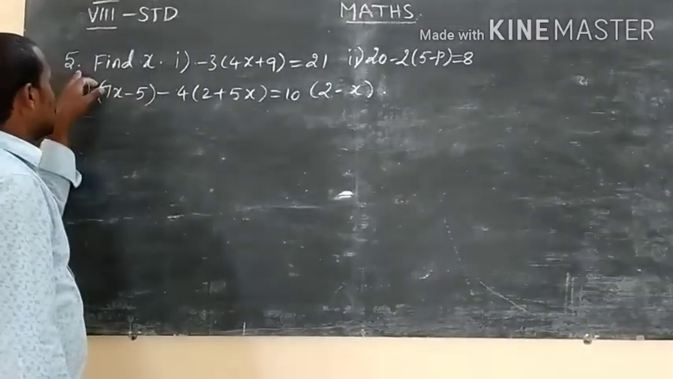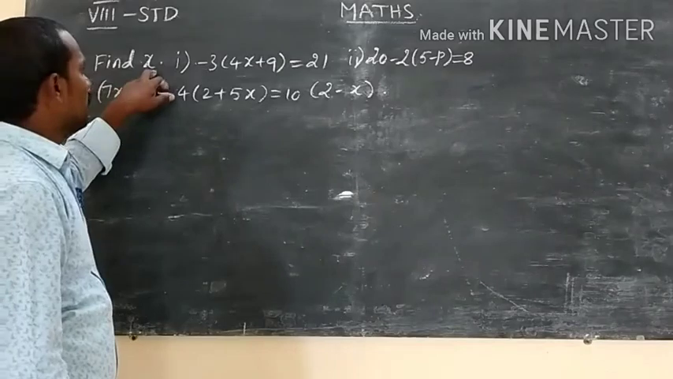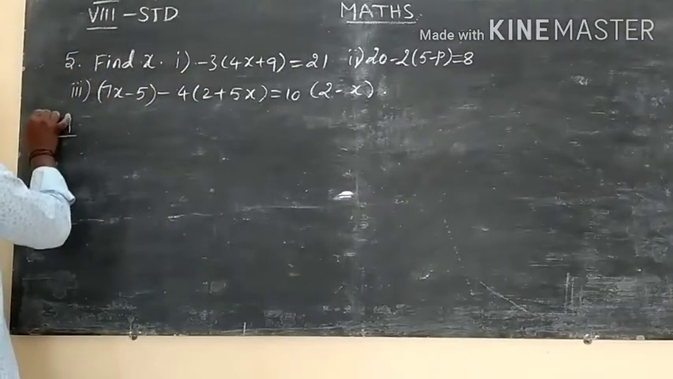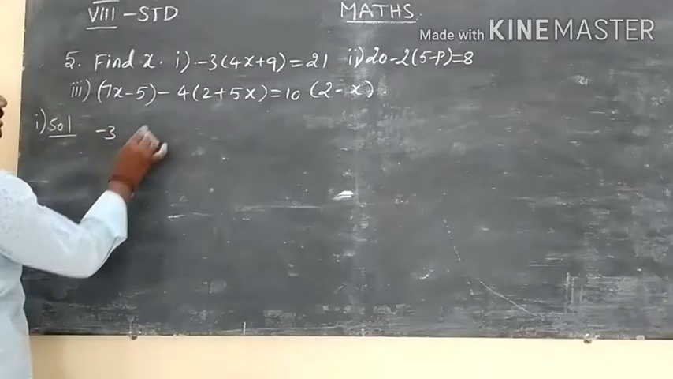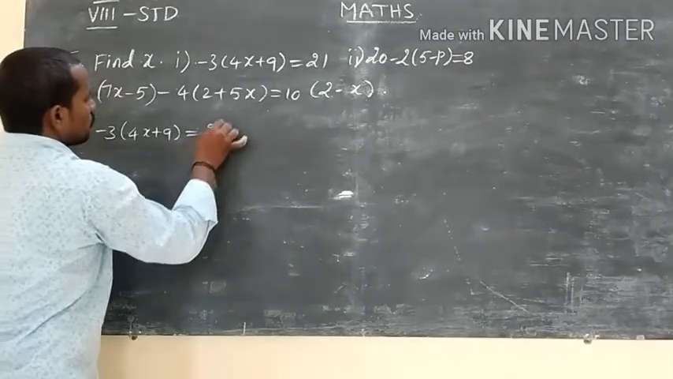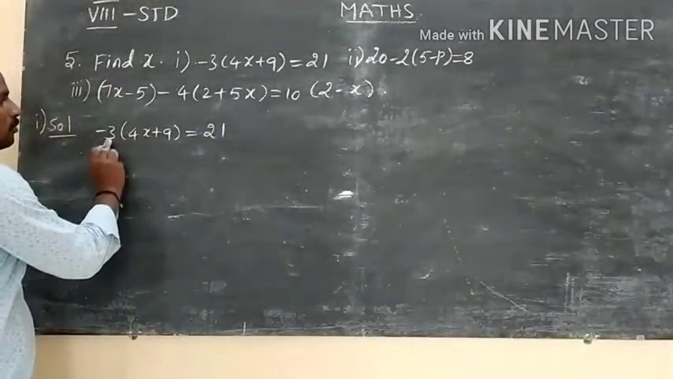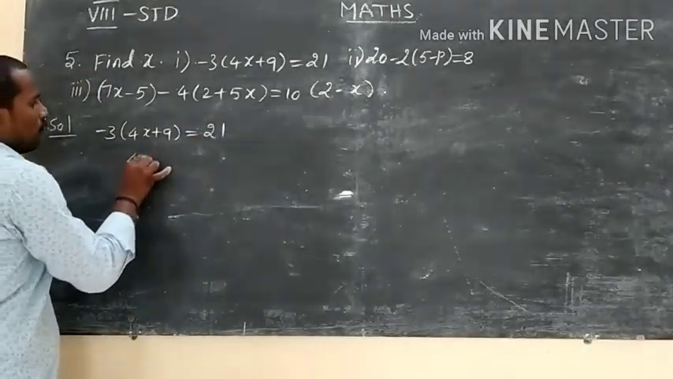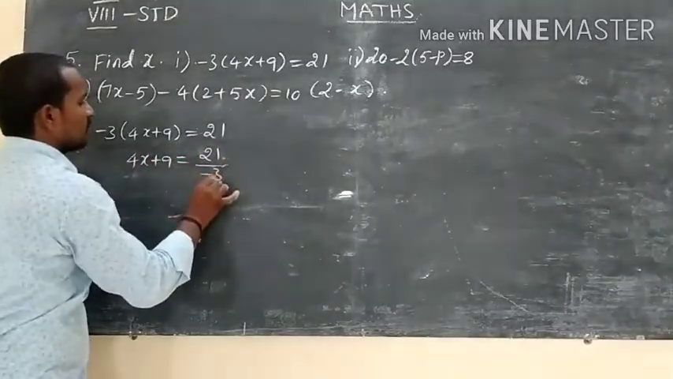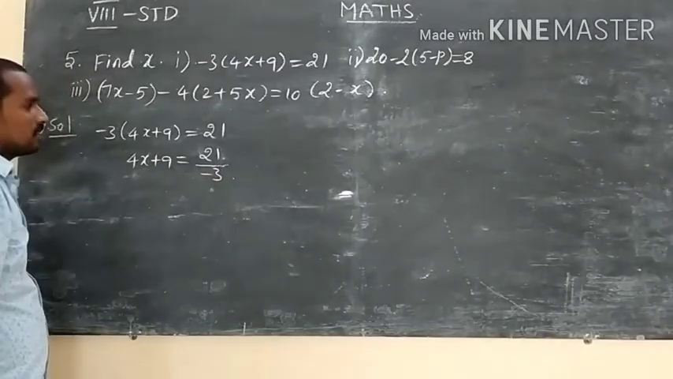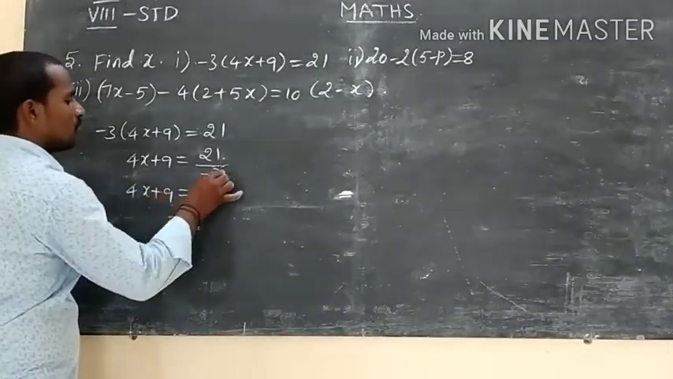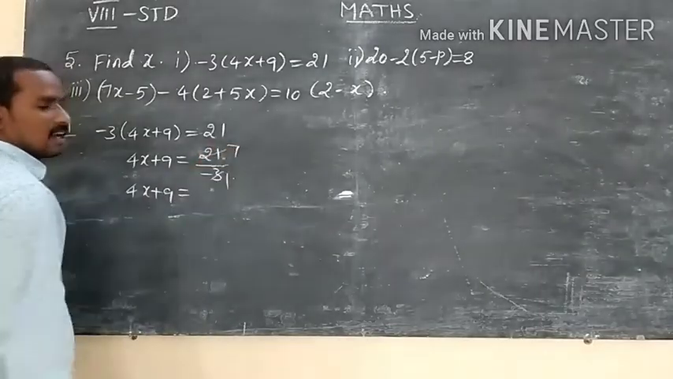Okay, next, fifth question, find x. Find the value of x. The first solution. Minus 3 into 4x plus 9 equal to 21. Okay, the product of two values. Okay, 4x plus 9 equal to 21 divided by minus 3. Making the transformation, we get in this one. Okay, so 4x plus 9 equal to, 1 3s are 3, 7 3s are 21.